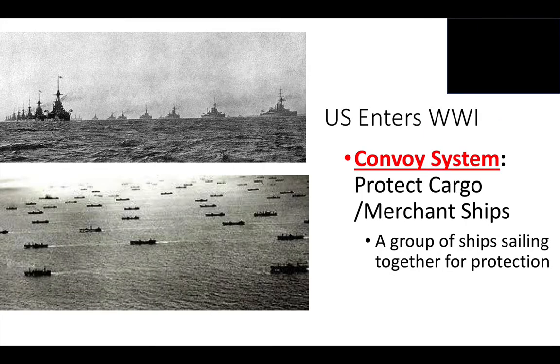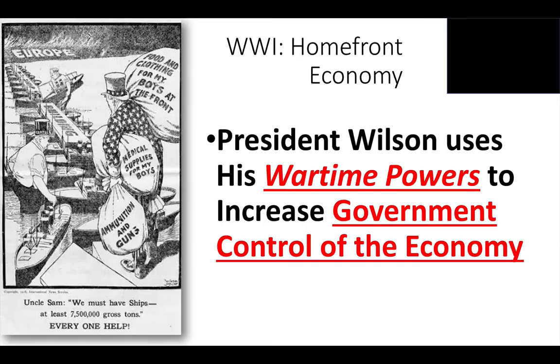All right, so again, the U.S. is going to enter World War I. One of the things you should be aware of is what's known as the Convoy System. This is something that the U.S. uses to protect cargo and merchant ships, and basically there's photos there, that basically groups of ships would travel as a big group, and that would help them protect themselves from German submarines.